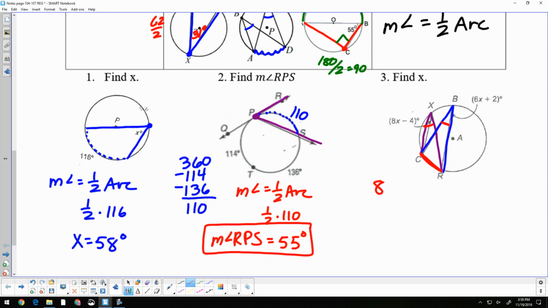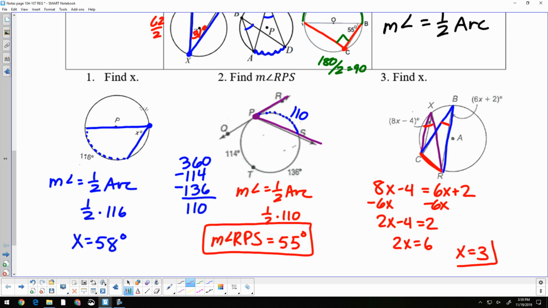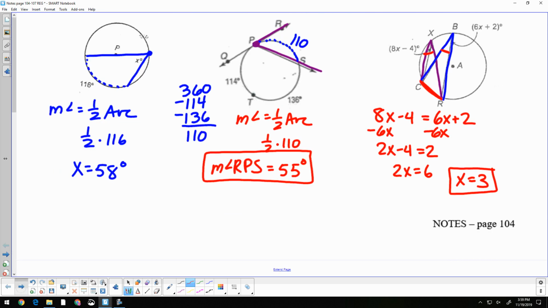So I'm just going to take 8x minus 4 and set it equal to 6x plus 2, and then solve. So I'm going to subtract 6x, 2x minus 4 is 2, add the 4 over, you get 2x equals 6. So x is going to equal 3. And that's all the problem is asking for, so we're done. Alright? So on to the next page.